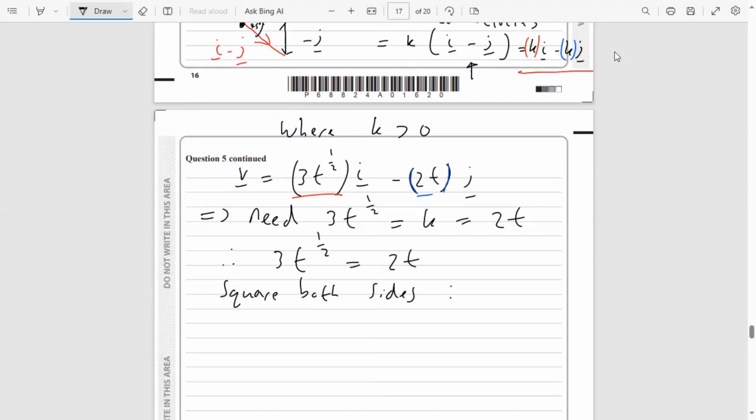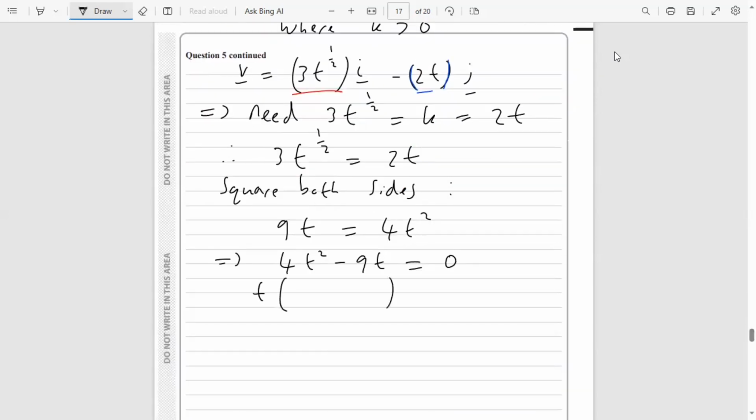If we do that, we get 9t is equal to 4t squared. We square the 3 to get 9, square t to the half to get t, square the 2 to get 4, and square the t to get t squared. So we get a quadratic. If we take away 9t from both sides, we get 4t squared minus 9t is equal to 0. Then we can factorize out a t: t times (4t minus 9) equals 0. So we get two possible solutions. Either t is equal to 0, or 4t minus 9 is equal to 0, and therefore 4t is equal to 9, so t is equal to 9 over 4.